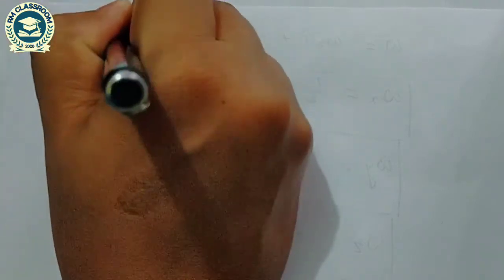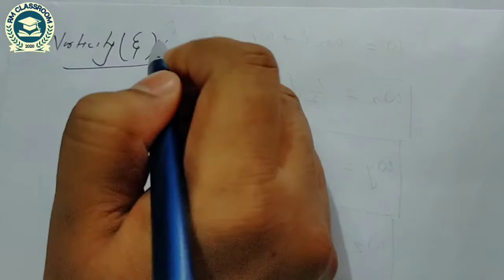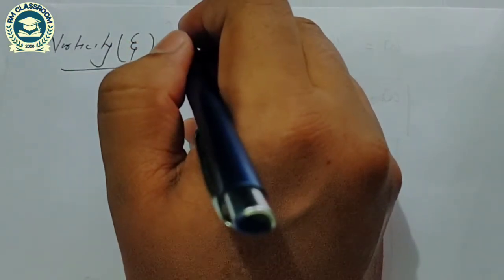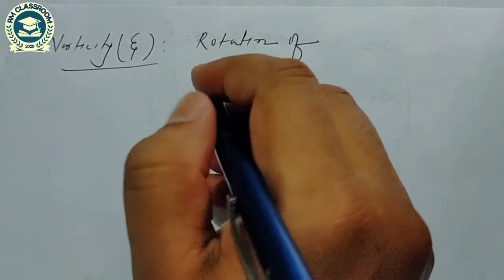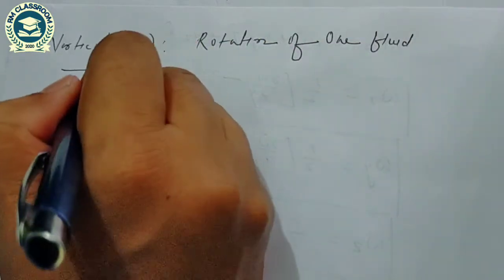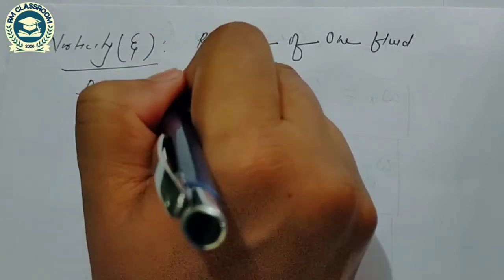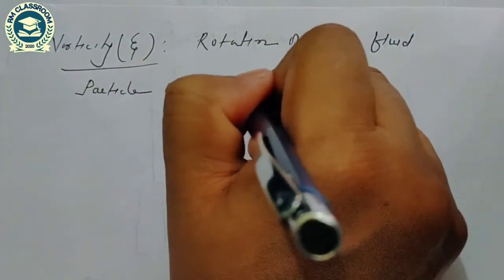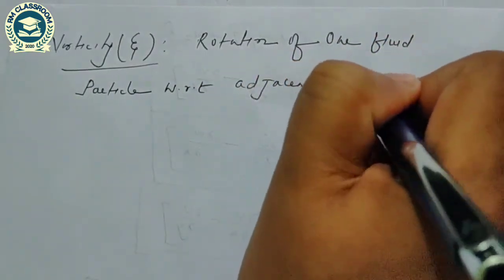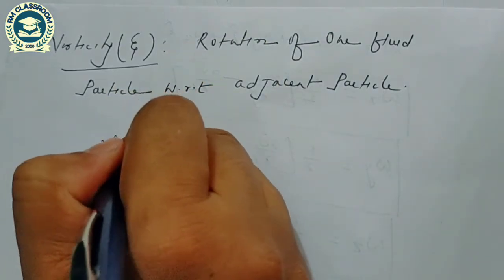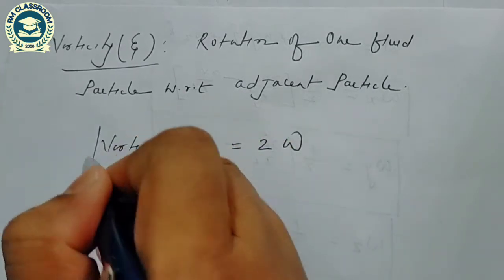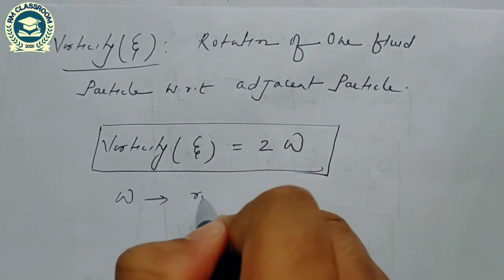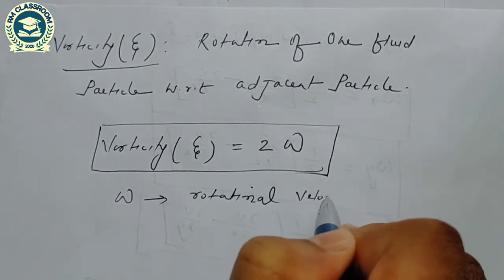So I am going to discuss vorticity. Vorticity is defined as rotation of one fluid particle with respect to adjacent particle, and this vorticity can be written as 2 times omega, where omega is the rotational velocity.